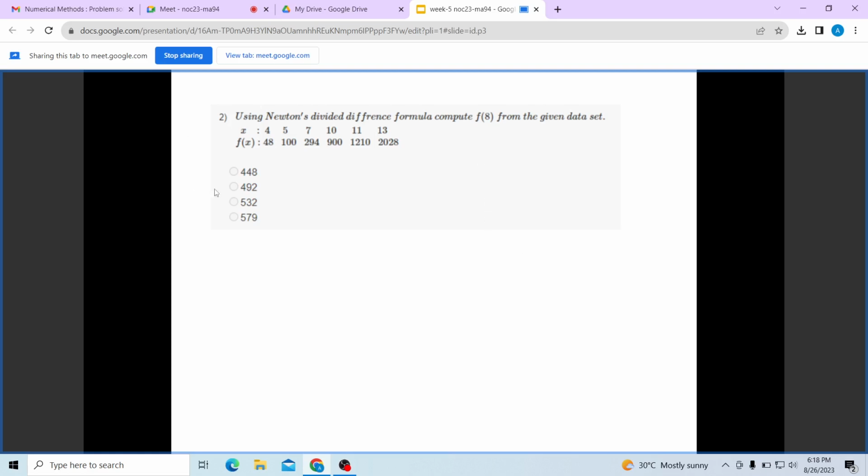Just substitute the values of the data set into your Newton's divided difference formula. First calculate the difference table where x naught will be 4, x1 will be 5, x2 will be 7, x3 will be 10, x4 will be 11 and x5 will be 13. Corresponding to that you will get f of x naught, f of x1, f of x2, f of x3, f of x4 and f of x5. So compute it.